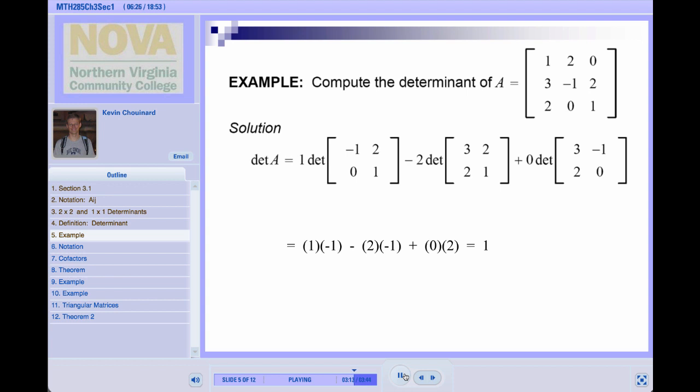The determinant for that second submatrix there is going to be 3 times 1 minus 2 times 2, which will be -1. And on that third matrix, you're going to have 3 times 0 minus the quantity -1 times 2, which will end up being 2. So plug in the values for those three determinants, multiply together your numbers, do the appropriate additions and subtractions, and we end up here with a determinant whose value is 1.